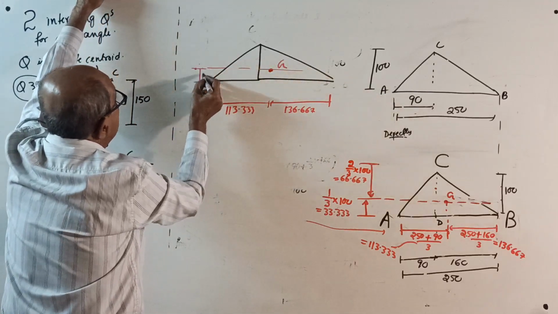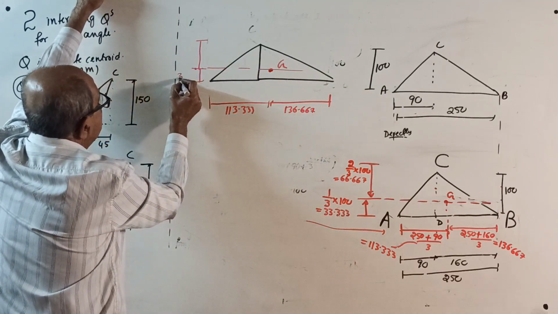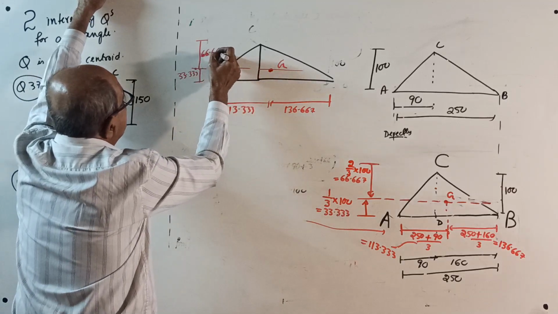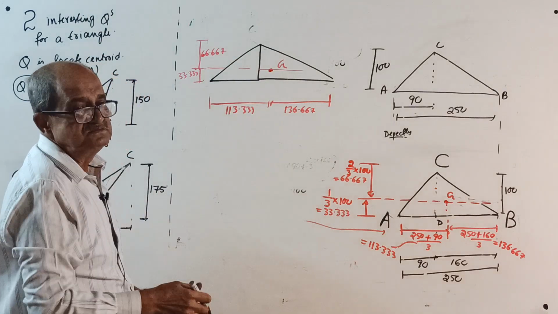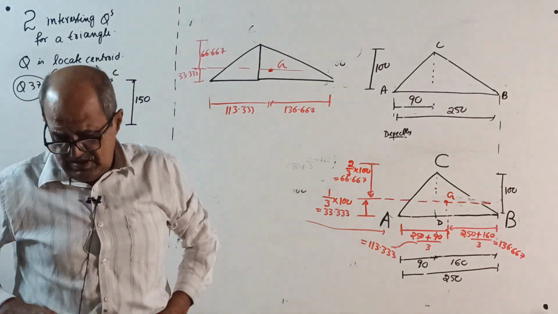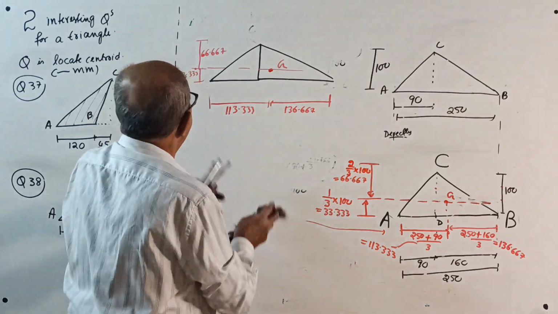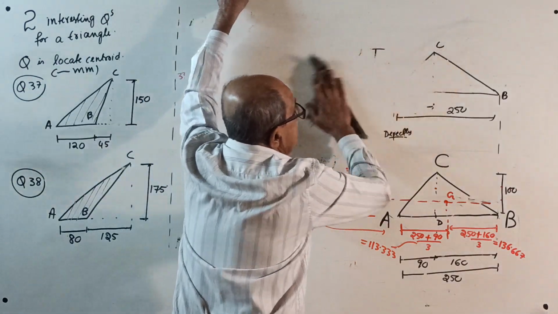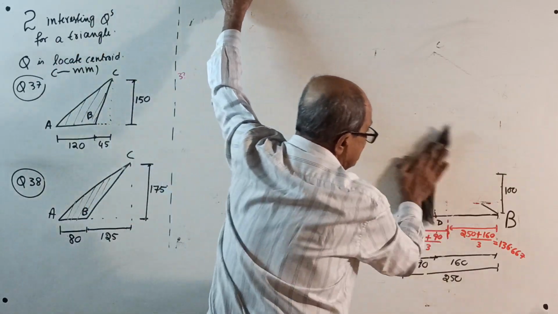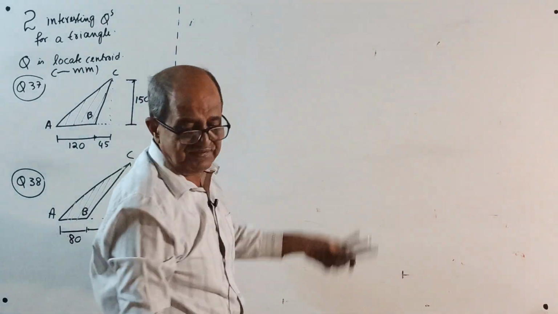And this distance, 1/3 of 100, is 33.333. This is 66.667, the answer. Okay, you make this note. Now, example 2 is somewhat homework for you. Then I will come to question 37, 38. There is a reason for it. I am not deliberately dragging the class.